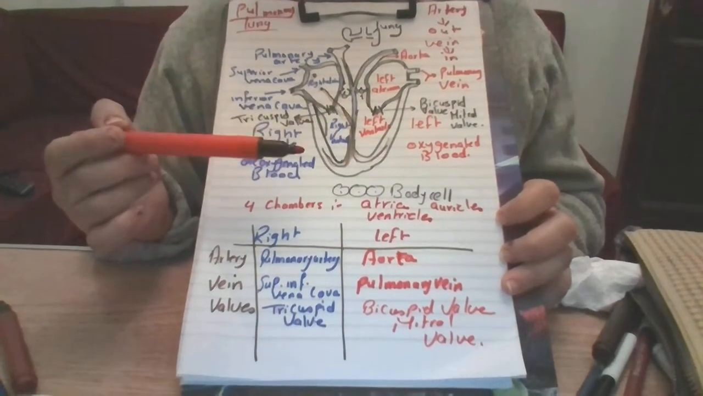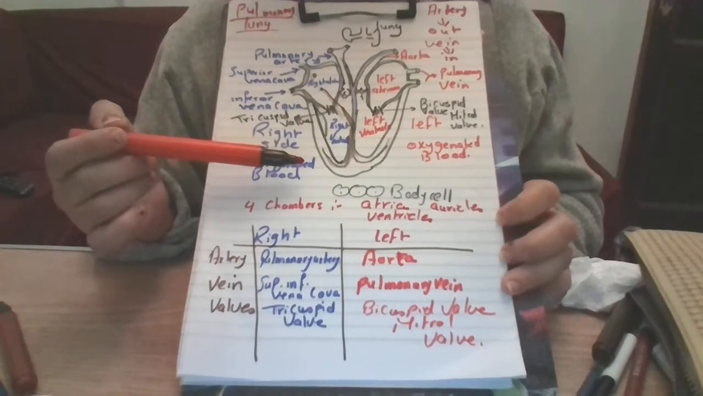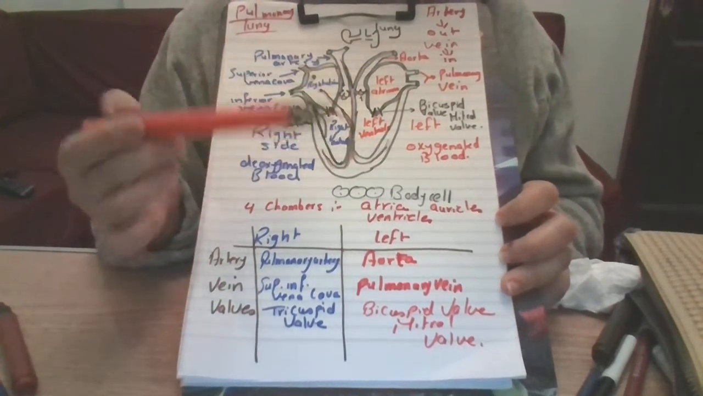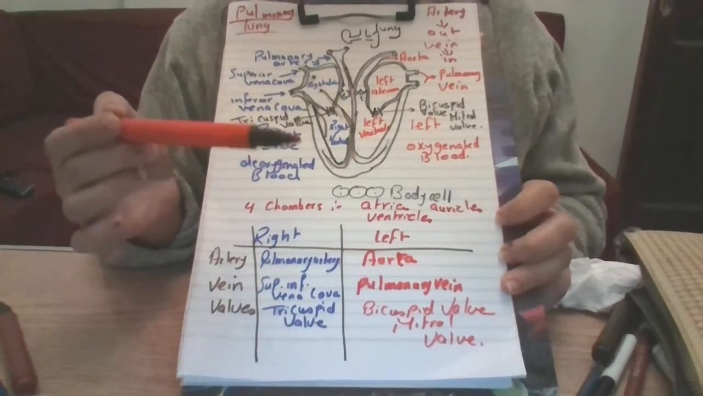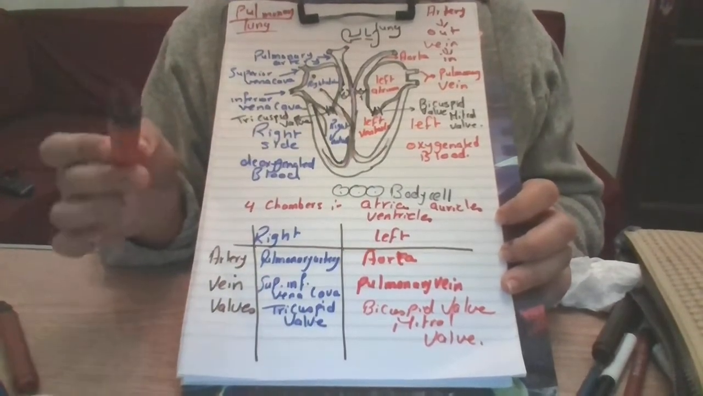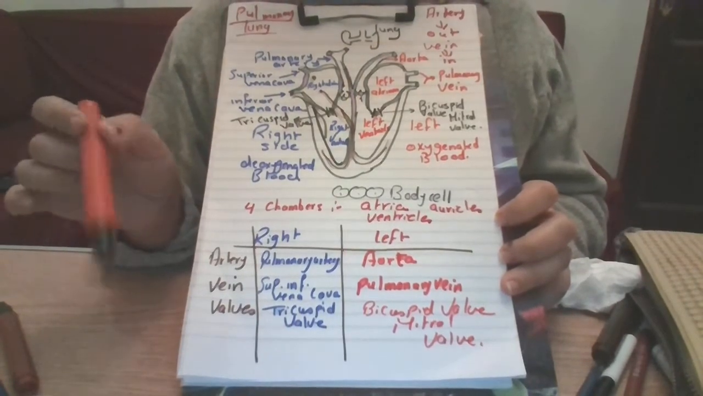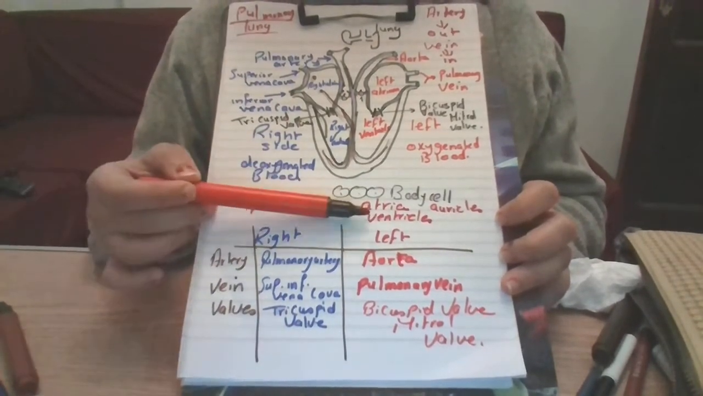Let's together take each side in detail and explain it. Take a rule: the word pulmonary is present once in the left and once in the right, once with artery and once with vein. Let's start with the left side.